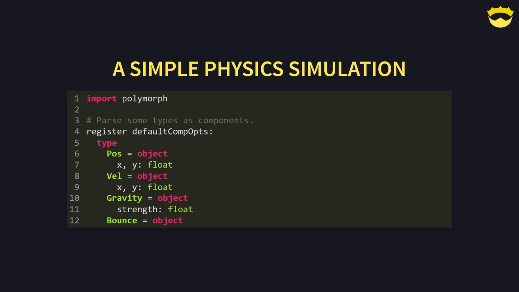You might notice that the first 3 components have data fields, but bounce doesn't have any data. That's because we're going to use this as a tag component so that it triggers a certain system when it's added to an entity.